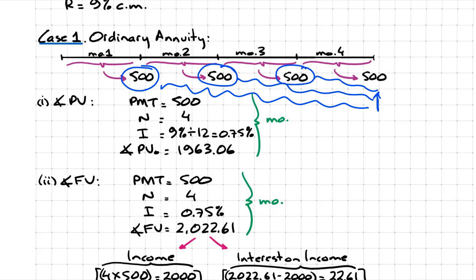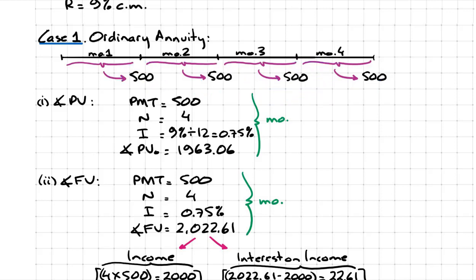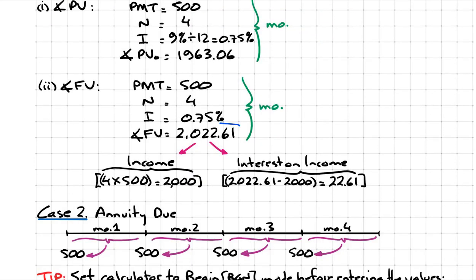How about this one? It will be reinvested. So not only are you getting your $500, but you're also making interest by reinvesting your income. So that's where that extra return is coming from. So if my total ending value is $2,022, but the income is only $2,000, then the residual, the $22.61, represents the interest you earned by reinvesting that income.